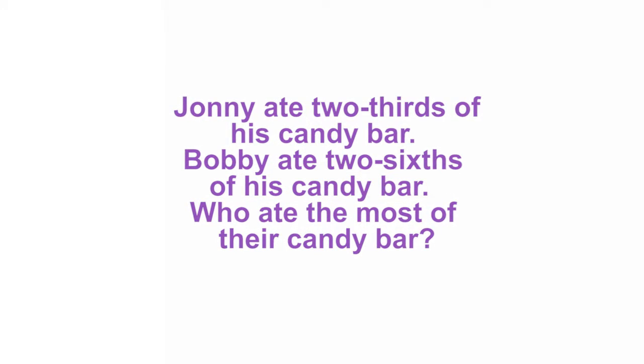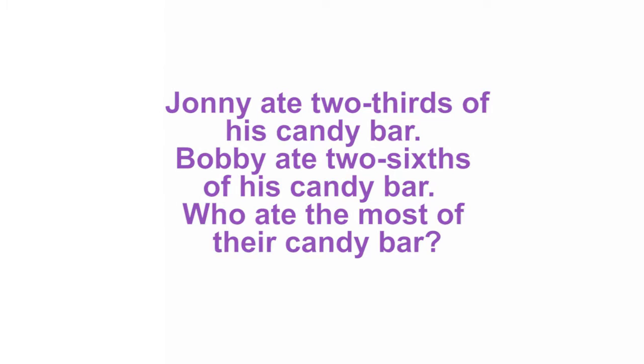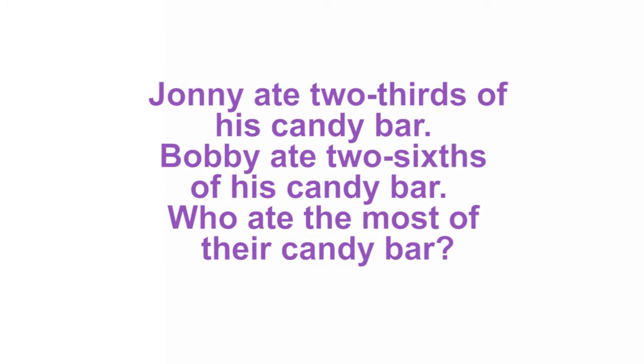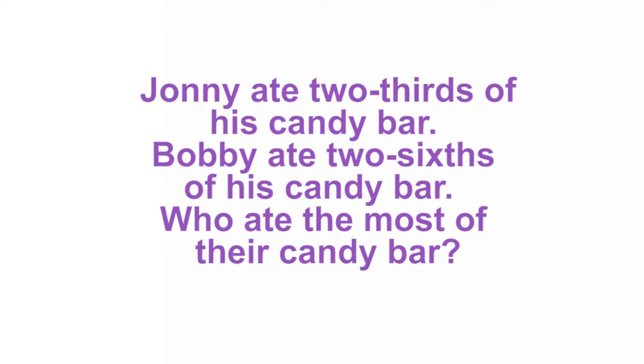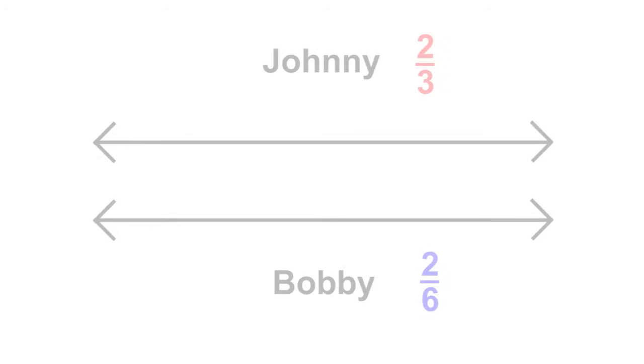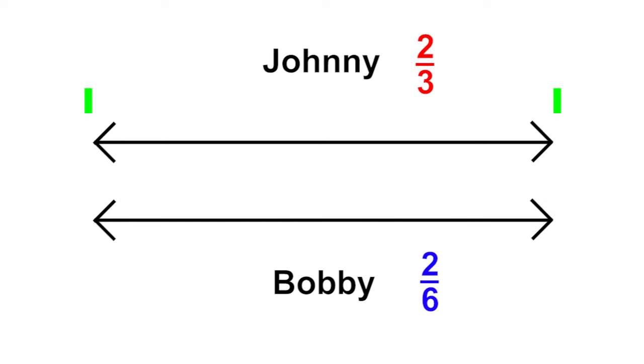Let's try a word problem using our candy bars. Johnny ate 2/3 of his candy bar. Bobby ate 2/6 of his candy bar. Who ate the most of their candy bar? To solve this problem, let's create two number lines, one to represent Johnny and the other to represent Bobby. It is important that the size of our whole or our number line be the same size.